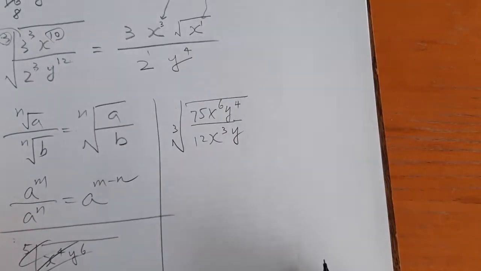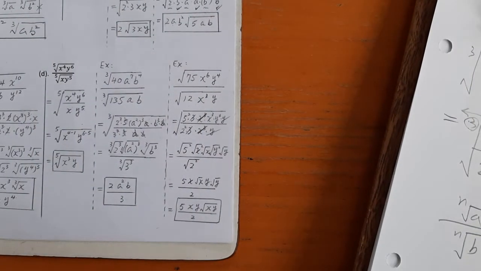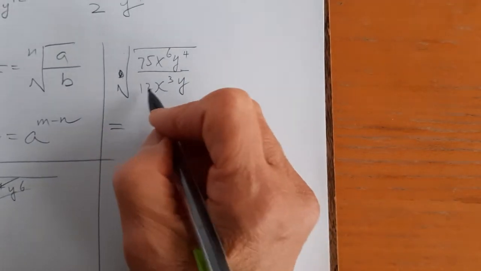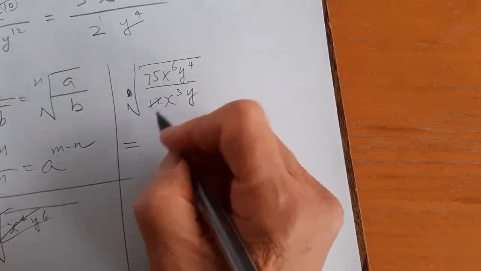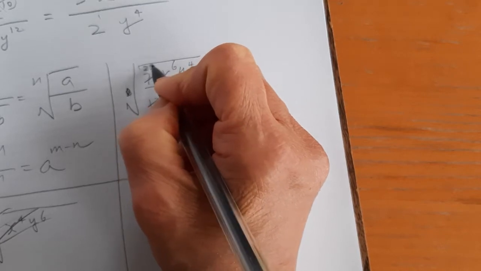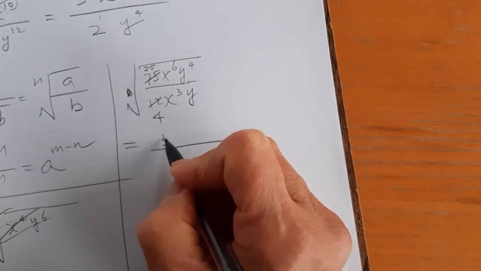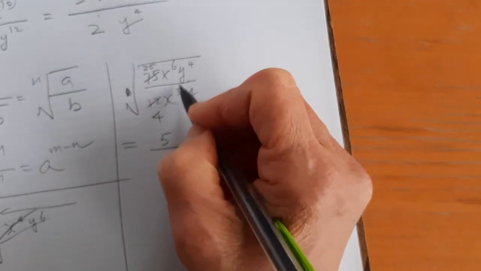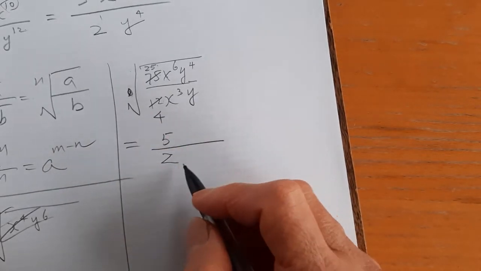Take cubic root. So here cancel common factor. Take square root. Now here cancel common factor 3. Get 4. 12 divided by 3 is 4. 75 divided by 3 is 25. So take square root. 25 square root is 5. X cube, x to the power 6. 4 take square root, it's 2.